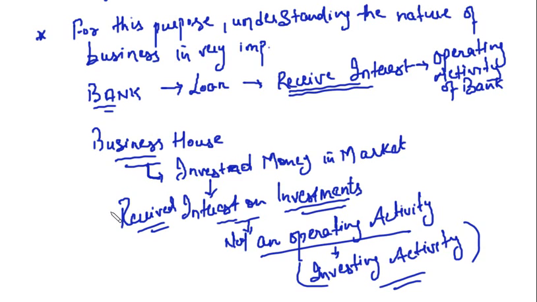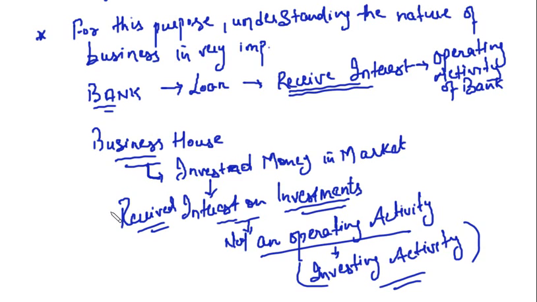This is what I meant by this point, that understanding the nature of business is very, very important. If nothing is given, we will assume that it is a business house and not a bank. If we are not given anything in the question, it is assumed that it is a business house, then receiving interest is not an operating activity. Clear? Right, friends?